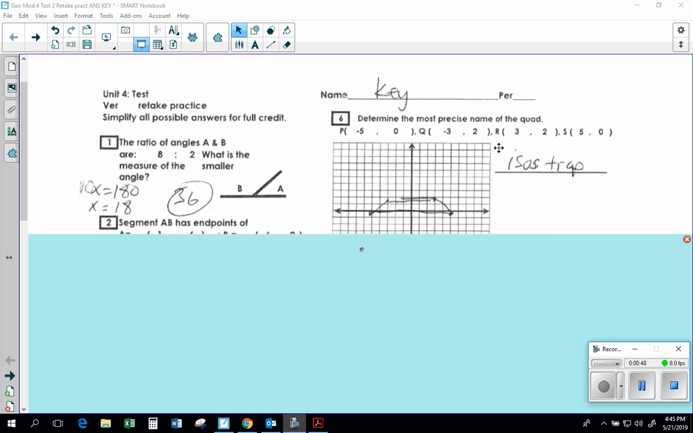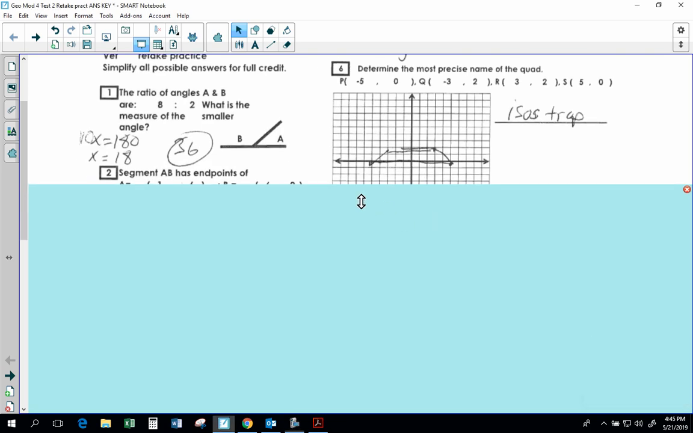Plot the points, and it says determine the most precise name of the quadrilateral. Well, this side and this side are parallel, so we have at least one pair of parallel sides, which is the definition of trapezoid. And then if we look at these lengths right here, both these two lengths are congruent. So we have two sides that are congruent. When we have congruent legs, it's isosceles, like an isosceles triangle. So we have an isosceles trapezoid right there.